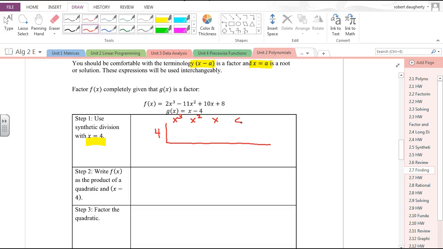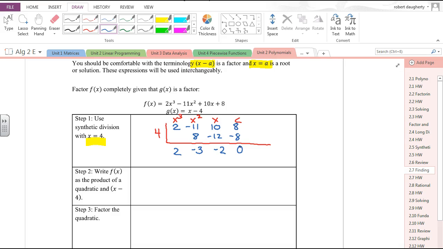Okay? So what's the coefficient of x cubed? 2, of x squared, negative 11, and then 10, and 8. So the 2 comes down. What is 2 times 4? 8. What's negative 11 plus 8? That's negative 3. 4 times negative 3 is negative 12. Okay. 4 times negative 2 is negative 8. 0 remainder. That means that x minus 4 is a factor, which is what we were told to begin with.